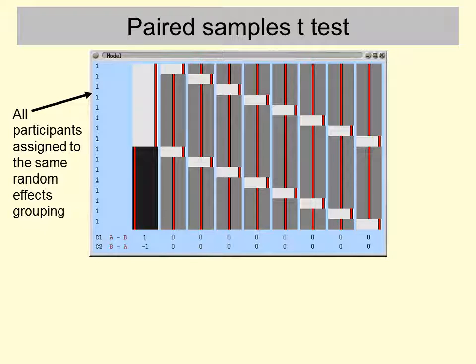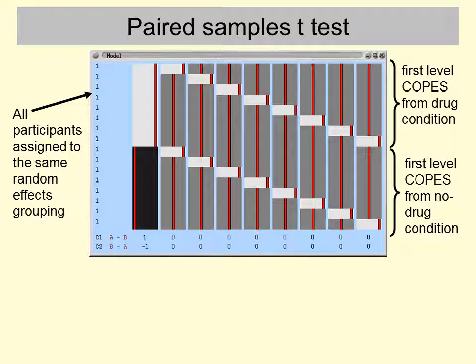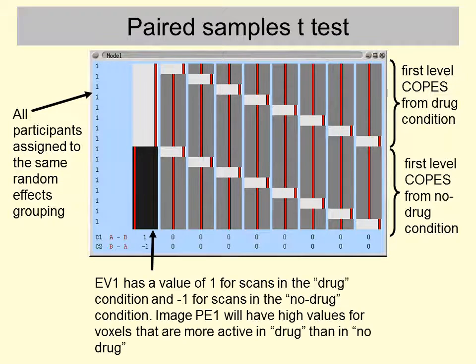Now we can see there's a lot more actual explanatory variables in this design matrix than other ones that we've been looking at so far today. The ones in the top half of the design matrix are the first level contrasts of parameter estimates from the drug condition, and the ones in the bottom half are the ones from the no drug condition.